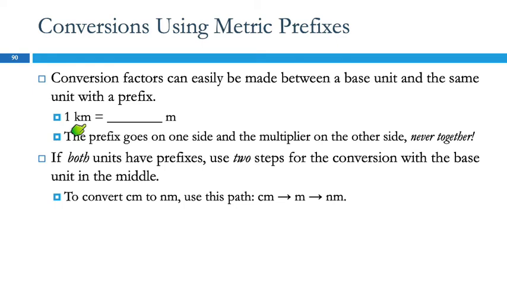So 1 kilometer equals, well, what does kilo stand for? Times 10 to the 3. So this is 1 times 10 to the 3 meters. Because kilo is just really short for times 10 to the 3. It's easier to write, easier to look at. So the prefix goes on one side, and the multiplier, the 10 to the something, goes on the other side, never together.